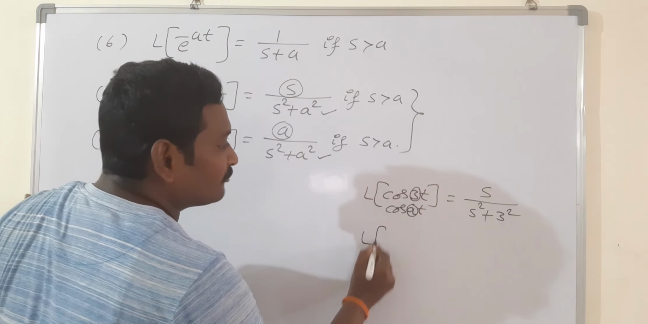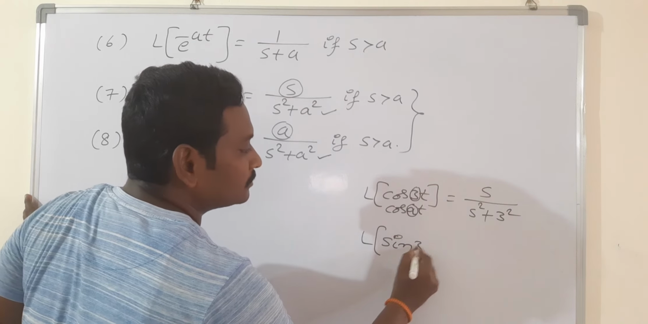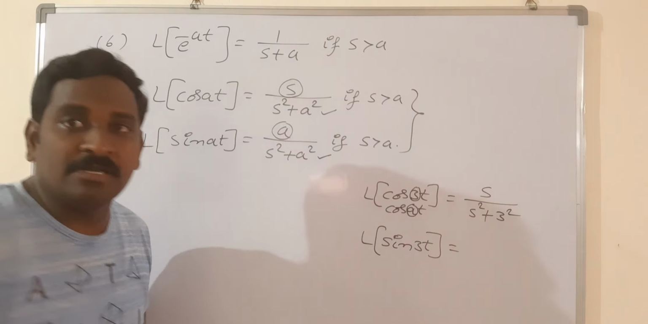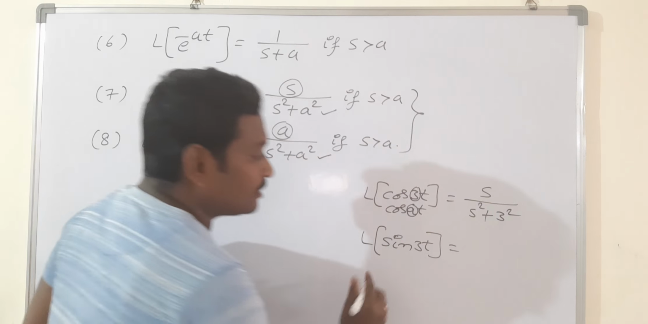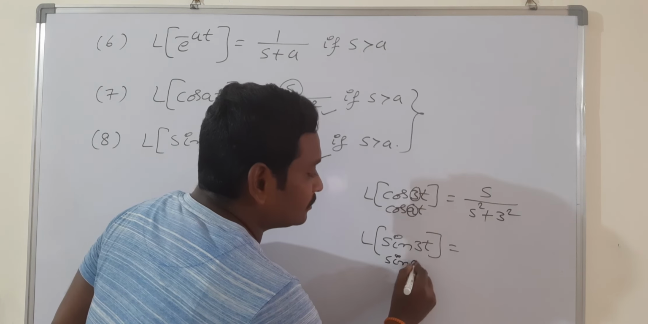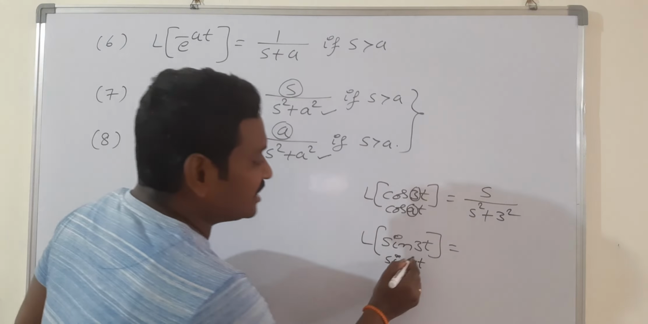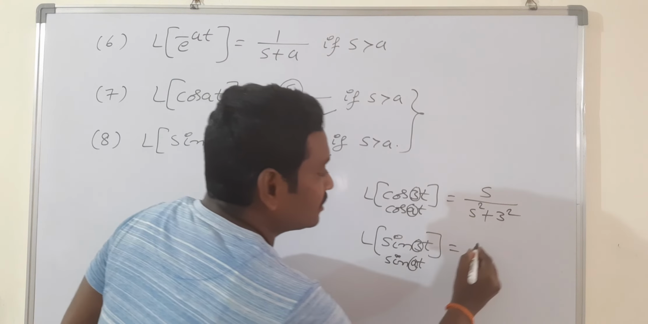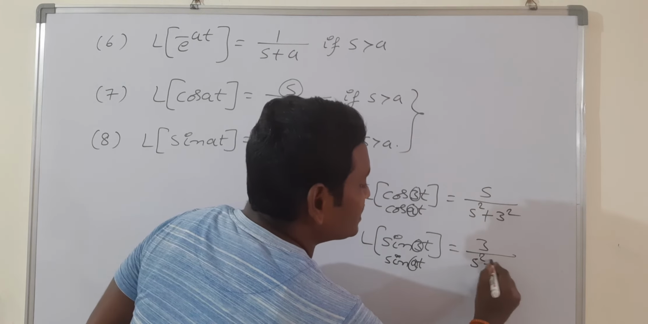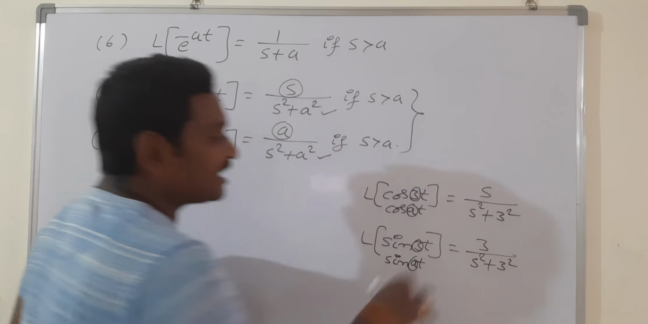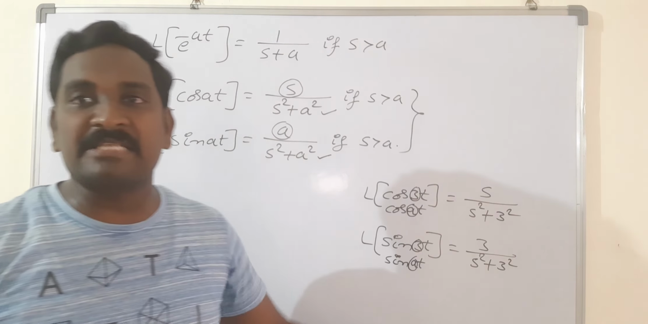If you have to find out L of sin 3t, then it is in the form of sin at. So you will get a by s square plus a square. What is the a value in this problem? 3. So you will get 3 by s square plus 3 square. In the next step you will write 3 square as 9.